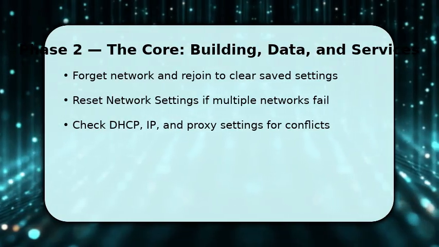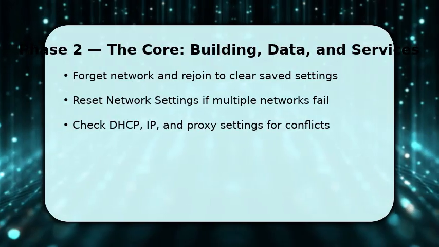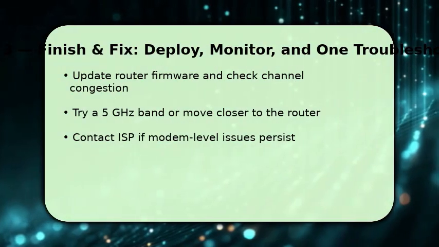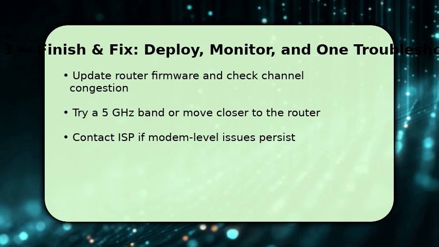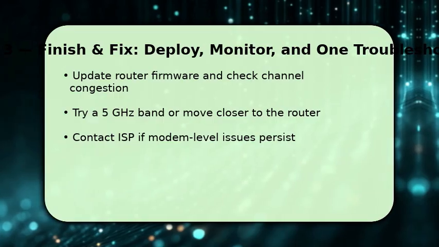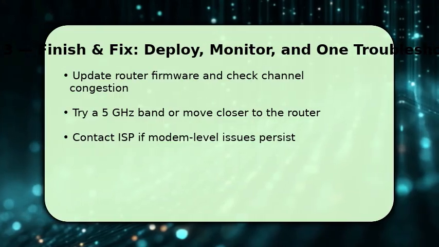Finish by optimizing the environment. Check your router's firmware and change to a less crowded channel or switch to 5 GHz for better throughput. Move the iPad nearer to the router and remove interference sources like microwaves or thick walls because signal strength matters.